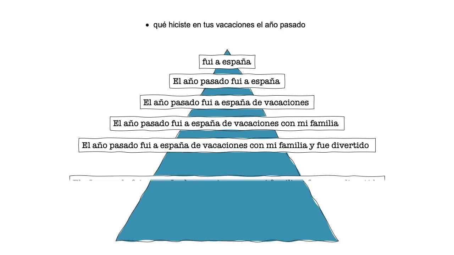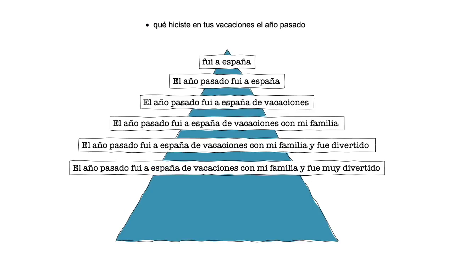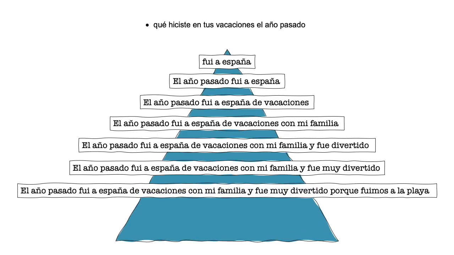Why was it fun? El año pasado fui a España de vacaciones con mi familia y fue muy divertido. Okay, so we've improved our opinion a bit more by adding a quantifier, but we still haven't given a reason. El año pasado fui a España de vacaciones con mi familia y fue muy divertido porque fuimos a la playa. There it is, we've got what we did, when we did it, who we did it with, what we thought of it, and why we've got that opinion. It was fun because we went to the beach.